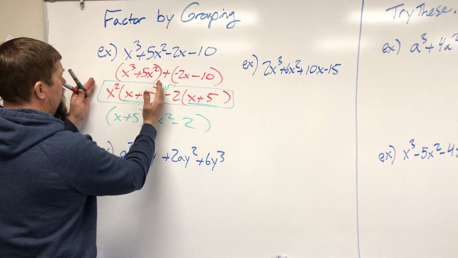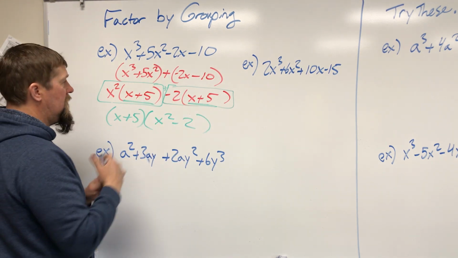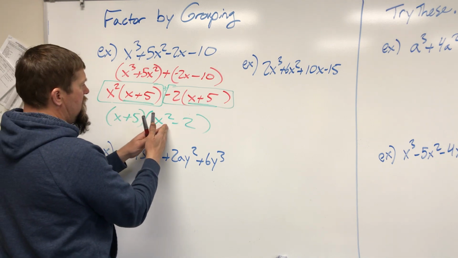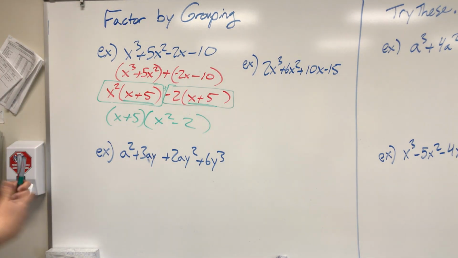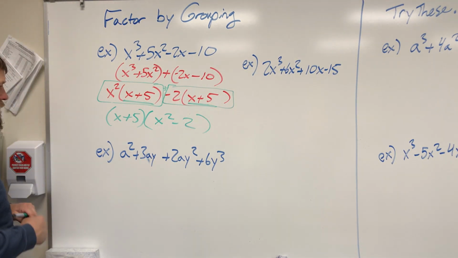Okay, so it's 2 different groups. X plus 5 is a common factor. I'm going to take that common factor out, leaving me with x squared minus 2 left. Okay, so that's how you do it. Let's go on to this one.